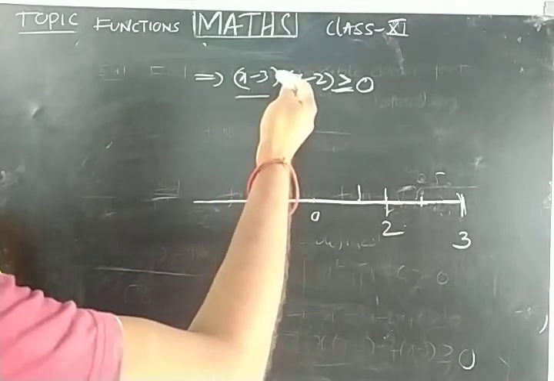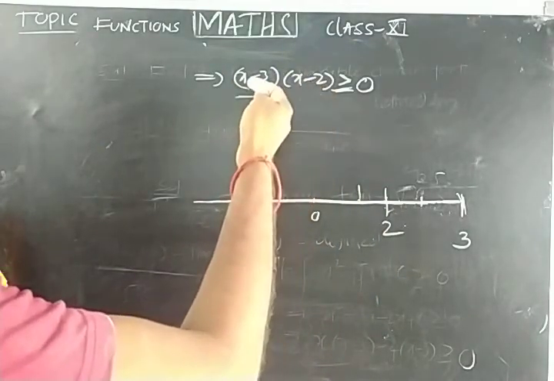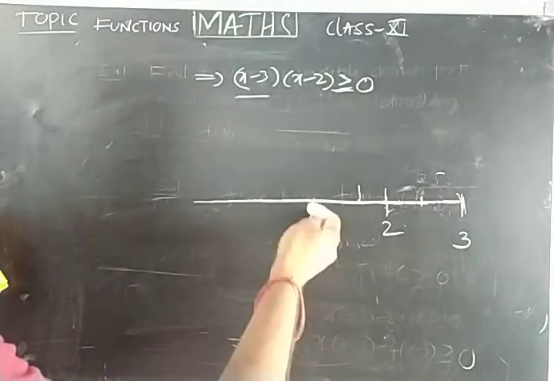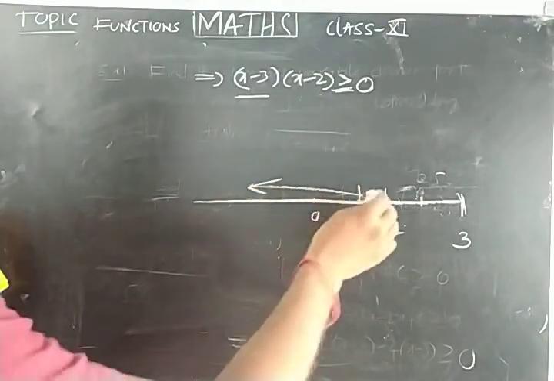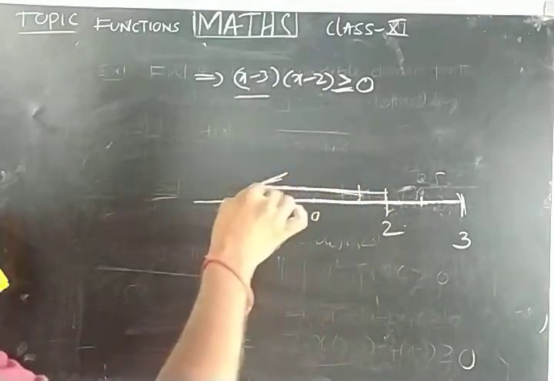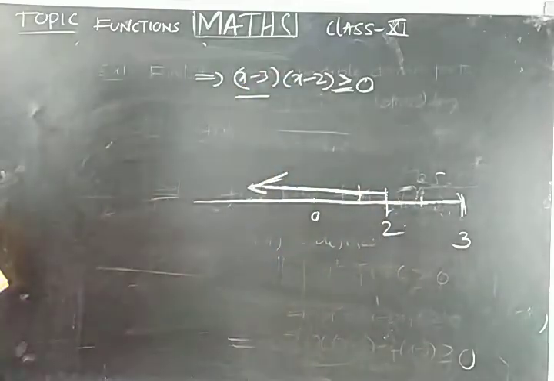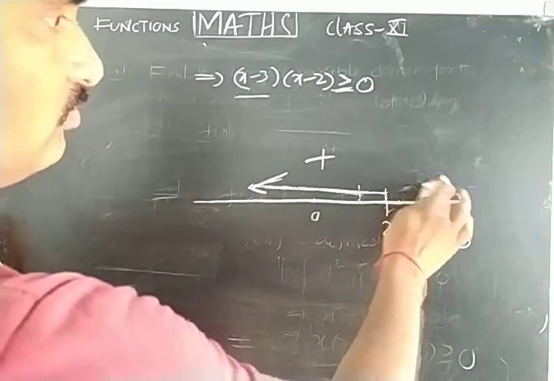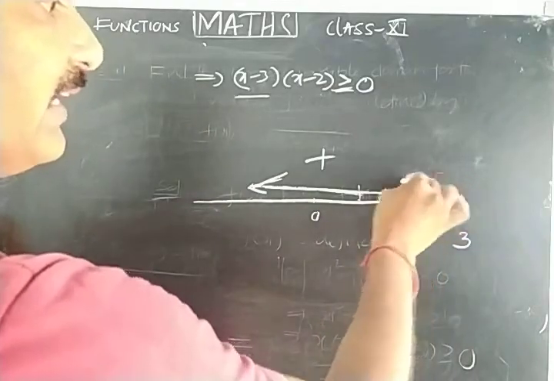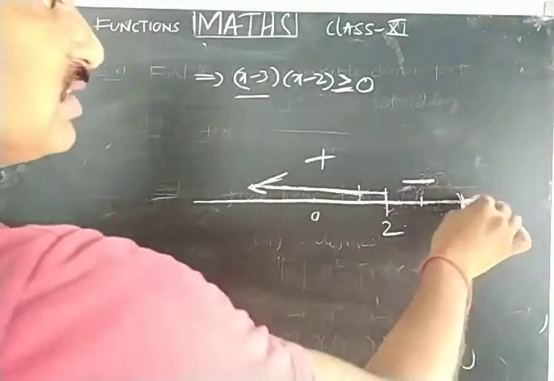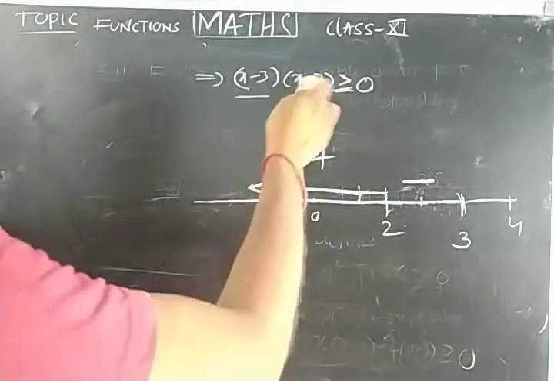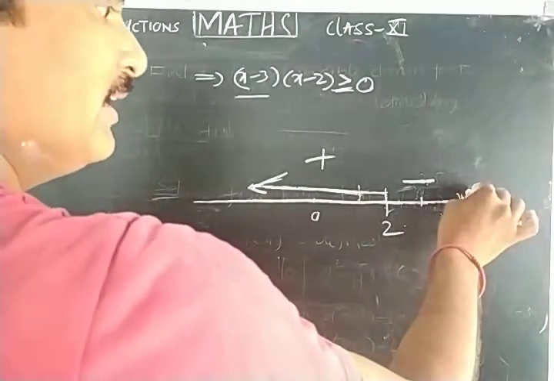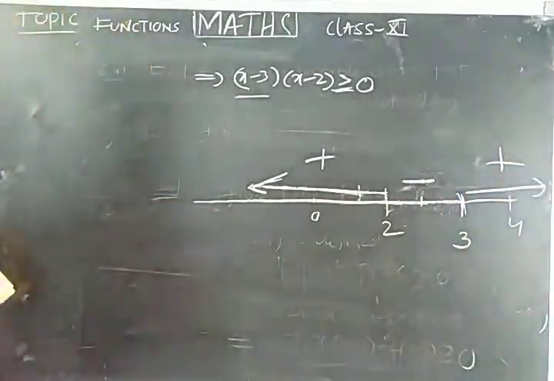Substitute 1 here. 1 minus 2, negative. 1 minus 3, negative. Negative into negative, positive. You can take 0. Minus 3, minus 2, positive. So every value from 2 to the left hand side is satisfying the function; it is positive or 0. But in between 2 and 3 we are getting negative. From 3 onwards, suppose I am taking example 4. Substitute 4. 4 minus 3, positive. 4 minus 2, positive. So on the right hand side of 3 it is also positive.